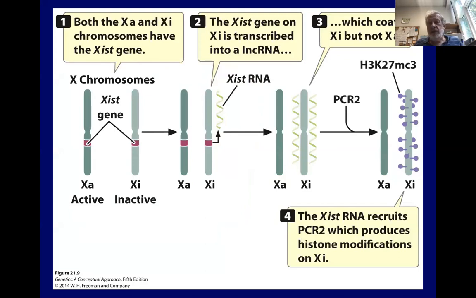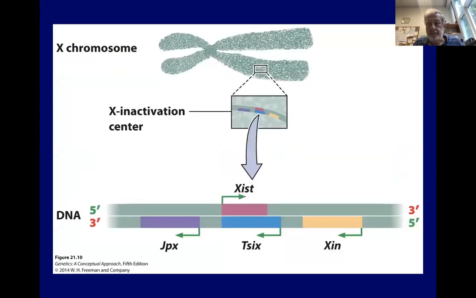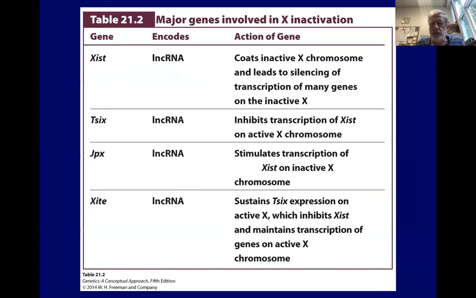On the inactive one, the XIST gene produces an lncRNA. lncRNA stands for long non-coding RNA, which coats that chromosome and allows some proteins then to bind to that chromosome and cause it to be inactive. So the one on the right with the little purple balls on it, that will become the Barr body. Here's a close-up of the X inactivation center, or the XIC, showing you the XIST gene there in pink, and then 3 other genes that are important in X inactivation as well. This lists those genes and what they do. I'm not going to read it for you.